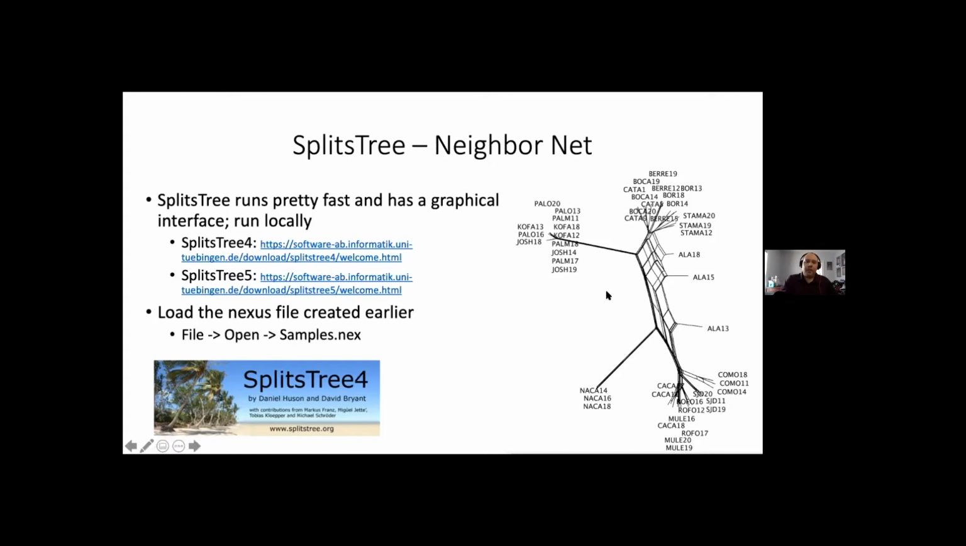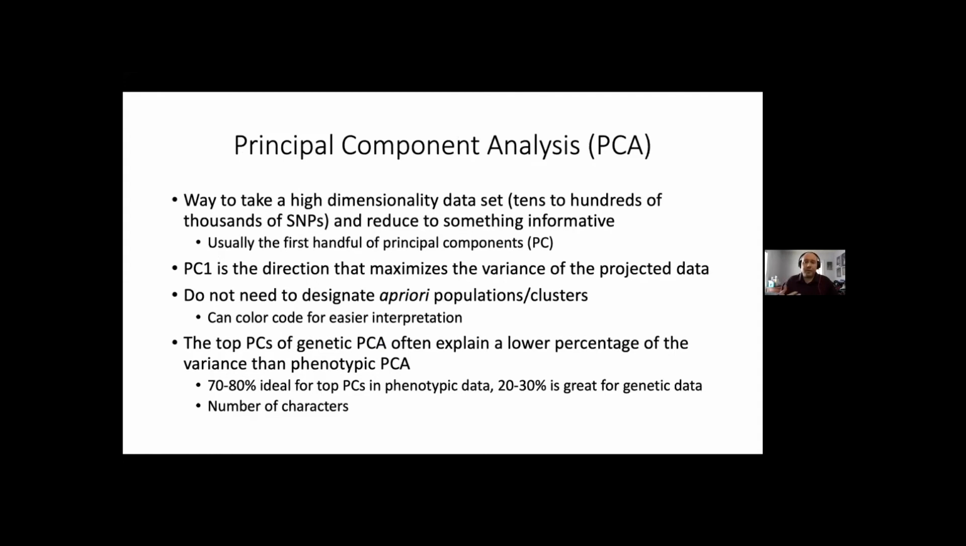So these last three have all been tree-based, phylogenetic inference-based, but there are other methods that do not rely on a phylogeny. One of those is the principal component analysis, the PCA. This is a way to take your high dimensionality data, so maybe tens to hundreds of thousands of SNPs, and reduce this down to something that we can see easily on the computer screen and something that is informative. Usually it's reduced down to the first handful of principal components, also known as PCs. PC1 is often the direction that maximizes the variance of your projected data. You do not need to designate ahead of time what your populations or clusters are for the analysis to work. However, if you do give it population designations, you can color code these things to make it easier to see.